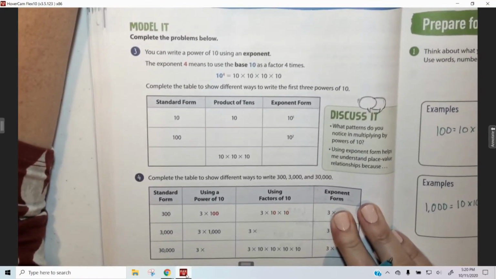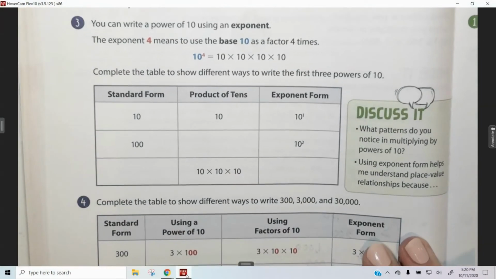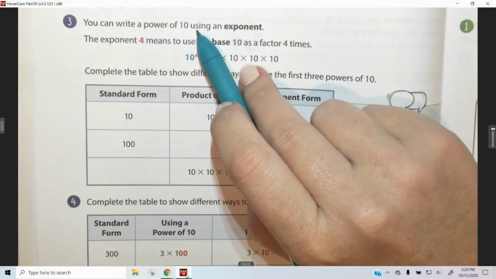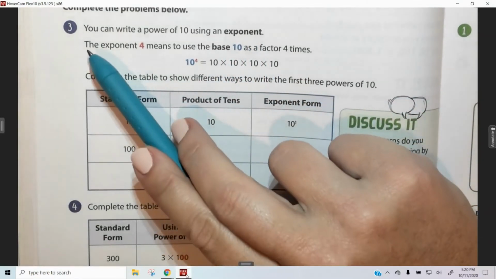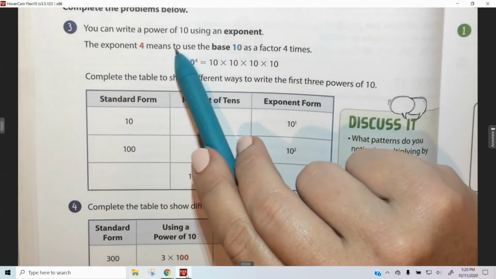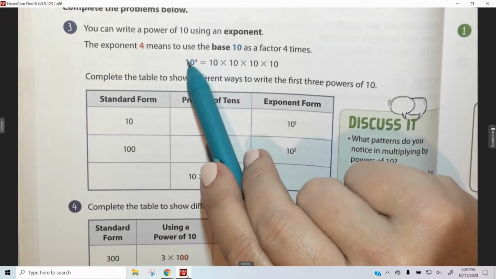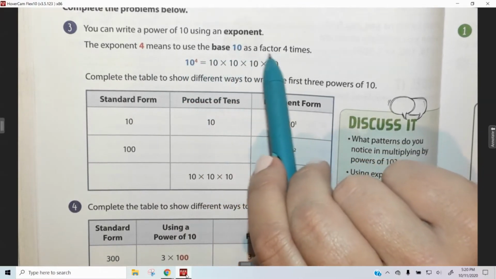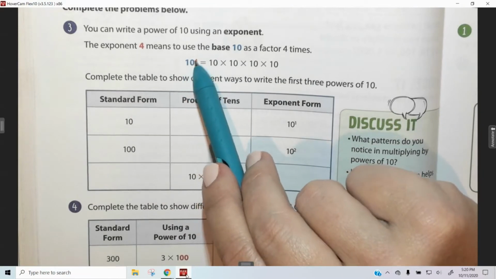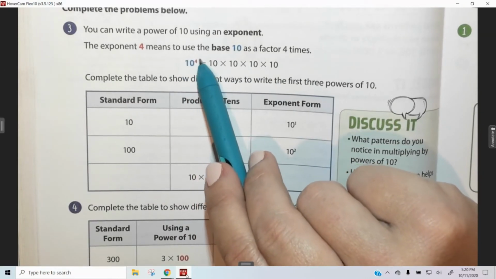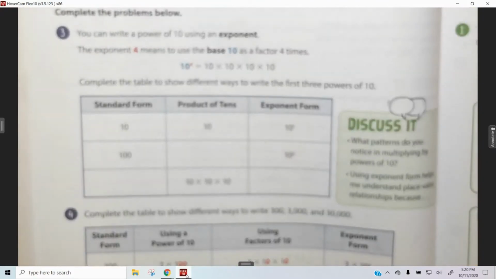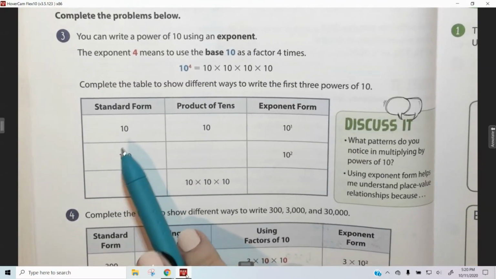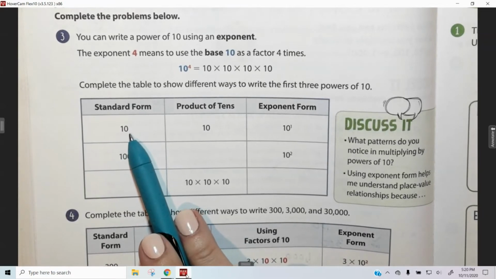All right, on 134, it says you can write a power of 10 using an exponent. Remember, we talked about exponents in our vocabulary. The exponent 4 means to use the base 10, this is your base, as a factor 4 times. So this 10 is our base, and our exponent of 4 tells us how many times we're going to multiply that base.